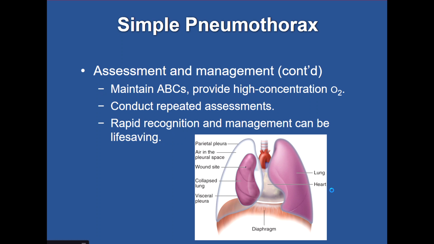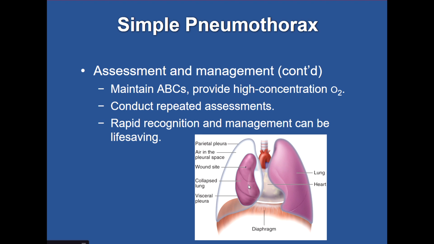Basically, what are we going to do for those folks who are having some mild difficulty breathing, who we suspect have a simple pneumo? So simple being it is contained. There's no breach in the outer skin going into that cavity, and the hole is just between the lung covering and the cavity covering. All right, so that would be our simple pneumo. It's not an open pneumo or a complex. It's just all very contained.